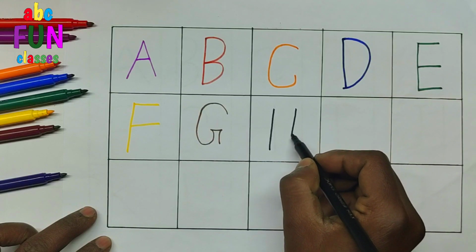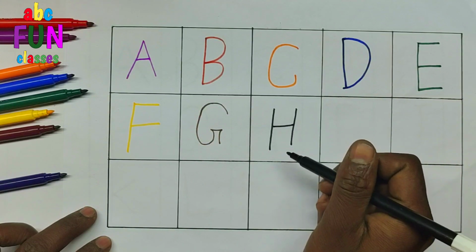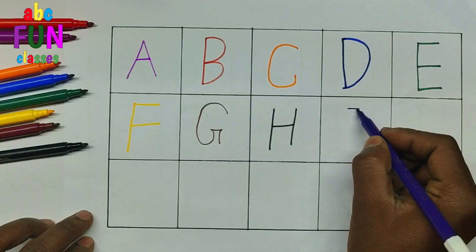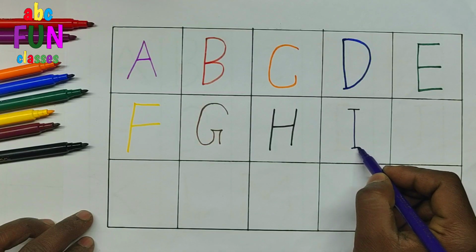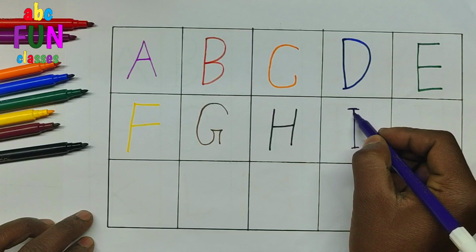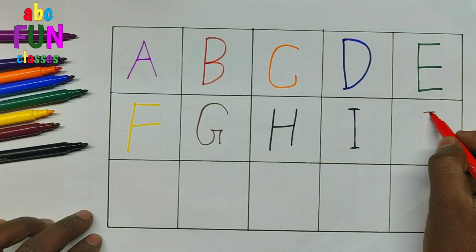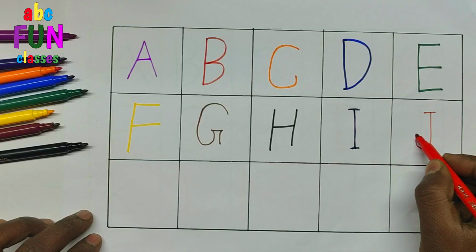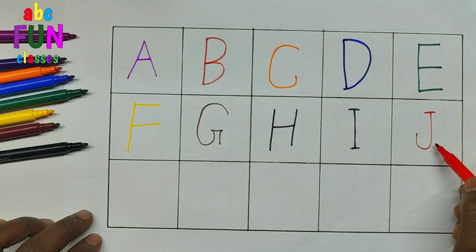H for hen, H for hen. I for ink, I for ink. J for jug, J for jug.